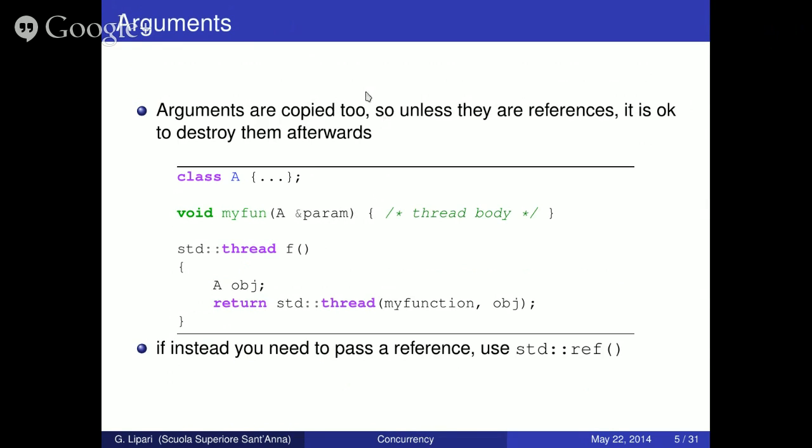Arguments are copied too, so unless they are references, it's okay to destroy them afterwards. So basically you can do like this, and everything is going to be okay because you have an object, and this object is copied into the thread and is passed to my function as a reference. If you really want to pass a reference, as always, you have to use a standard reference.